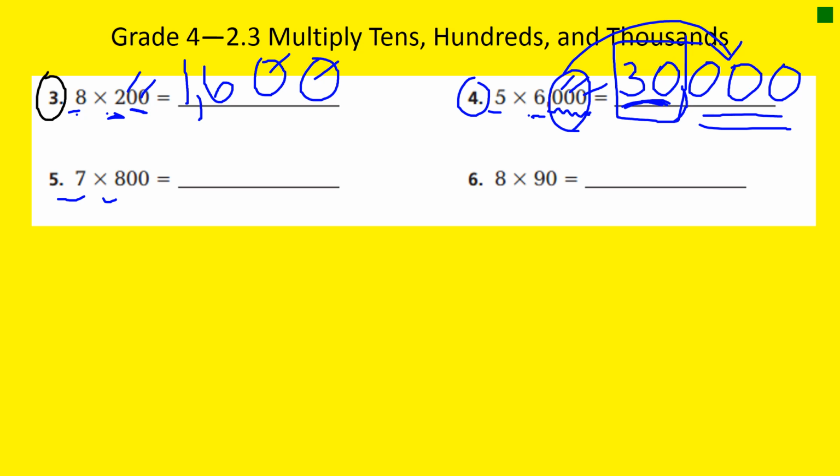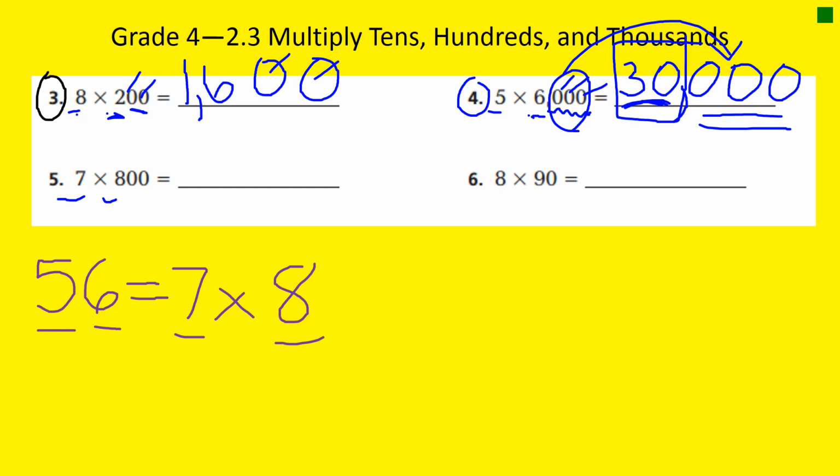Did you know that 7 times 8 is one of the most forgotten facts that children have? Here's how Mrs. Olvey remembers 7 times 8. I go 5, 6, 7, 8, like I'm counting. That helps me remember. 56. 7 times 8 is 56. So whenever I get to 7 times 8, I go, oh my goodness, how do I remember that again? 5, 6, 7, 8. Oh, that's right. 56 equals 7 times 8.